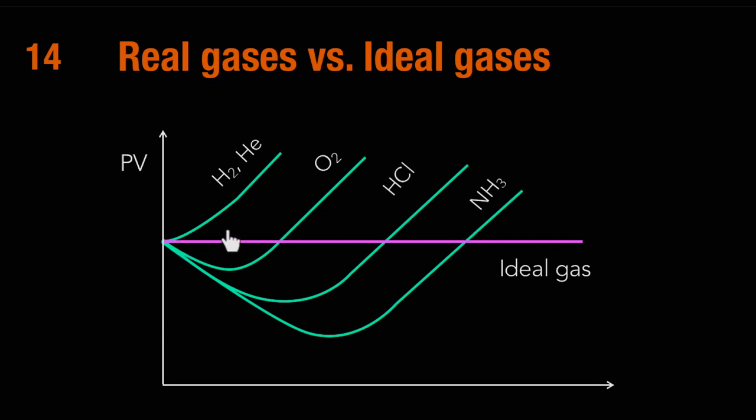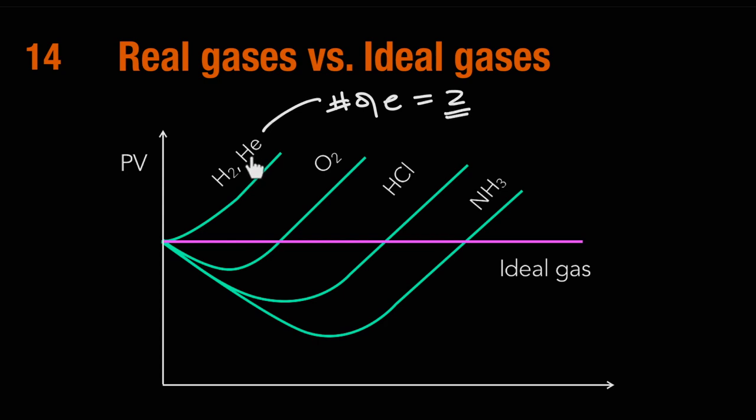Look and notice this. Which gas is going down the most? Ammonia. It has hydrogen bonding, stronger than van der Waals. HCl is stronger than van der Waals and stronger than O2, so it's dipping less. You notice two gases don't dip at all. Hydrogen, helium. And the reason they don't dip is that they have almost non-existent van der Waals forces, because both of them have only two electrons.